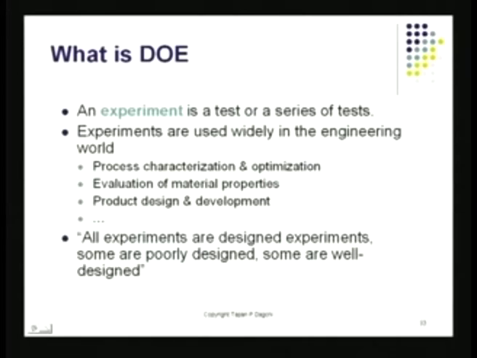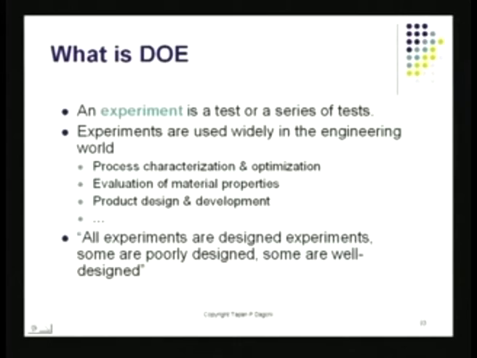We'd also like to know, is that effect significant when we compare it to noise? And also whether there is interaction between the effects of two or three factors that might be affecting this. So basically, an experiment is a test or a series of tests, and these are used widely in engineering and natural sciences and also physical sciences. What we're really trying to do is characterize the process and achieve optimization of some sort. We might be evaluating material properties, or designing a new product, for example, or conducting some sort of development.